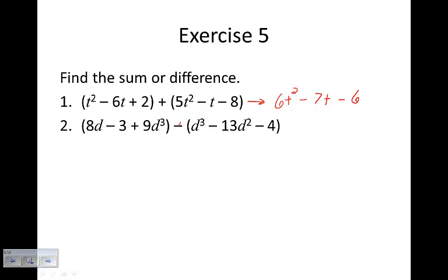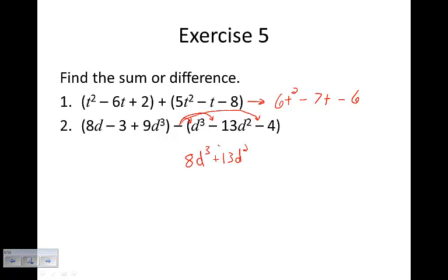For this, remember this negative is going into everything. So that's going into these three right here. So 9d cubed minus d cubed would be 8d cubed. Then we can go with 8d. Notice that there's no other d squared, so that's just going to stay. All right, and that's going to be positive because of that negative sign.